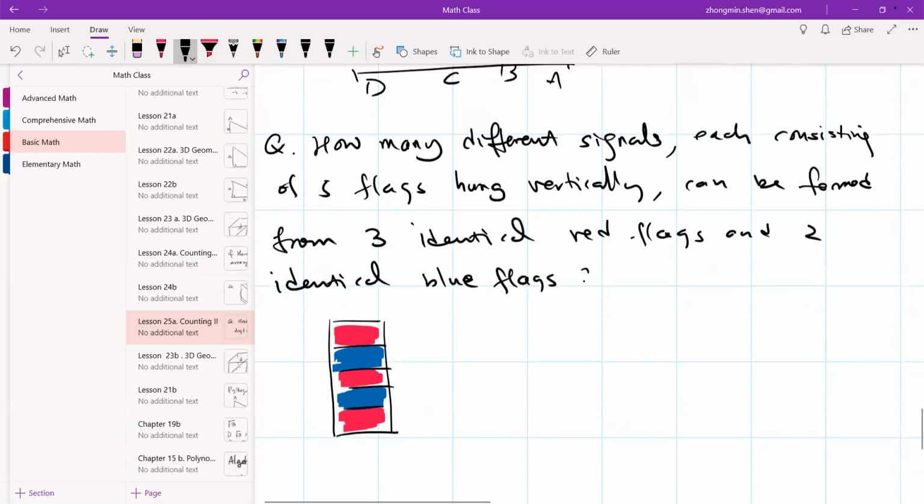Okay, do you understand the question? So you see the signal, right? Hang on that. So we want to know how many different signals you're going to get. Okay, please do this problem.